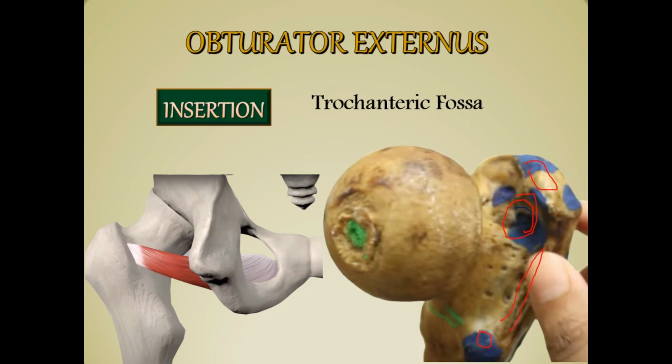This is the intertrochanteric crest. This is the posterior aspect of the upper end of the femur. Now you can see this is the more superior part, the trochanteric fossa. In the picture on this side, this is the superior part, trochanteric fossa. The action of this muscle is very important to understand, with its insertion as well as origin. So the origin is from here, and it goes all the way to here. Now if this muscle shortens, what will happen? It will not adduct the thigh.